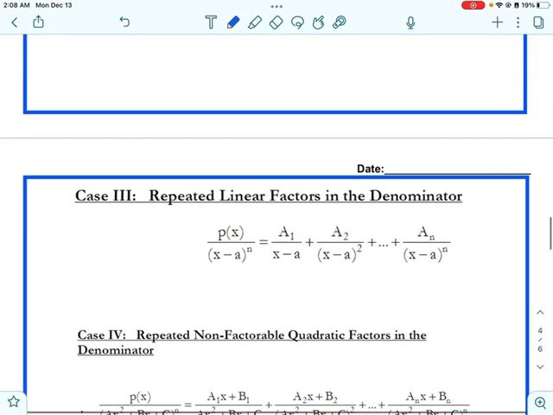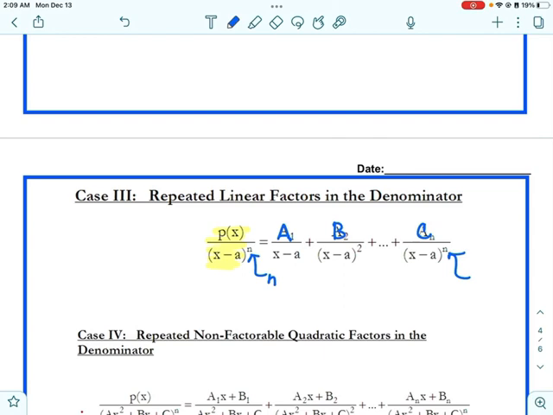Okay, case 3, when we have repeated linear factors. Now the numerator is a polynomial, and the denominator is x minus a to the nth power. With repeated linear factors, I'm going to say A over x minus a, lowercase a, B over x minus a squared, and we're going to keep using a different constant until we reach the highest power of n, and you can see that's on this last term.